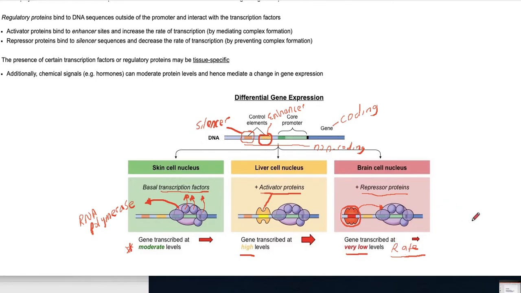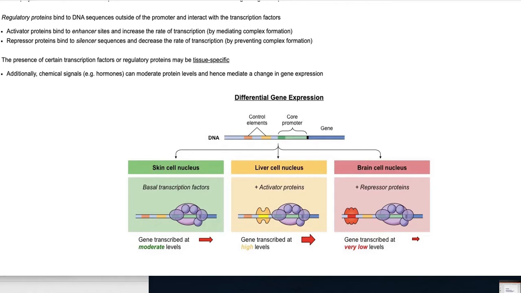Okay. And in one of the activities that we're going to do in class, we're going to see how these repressor and activator proteins and these control elements in DNA also play a factor in cancer. And we're going to learn that in one of our activities. So again, this is what we call differential gene expression, or the rate at which genes get transcribed, and they're all regulated by these regulatory proteins. So these activator proteins and these repressor proteins are what we call regulatory proteins, RPs, okay? All right.